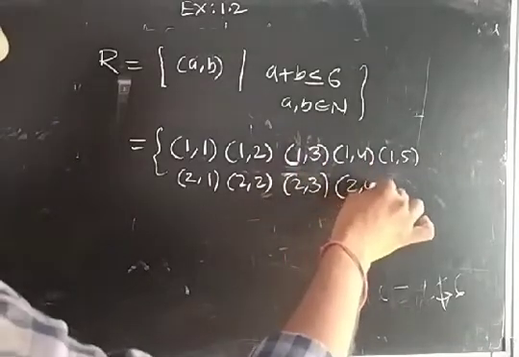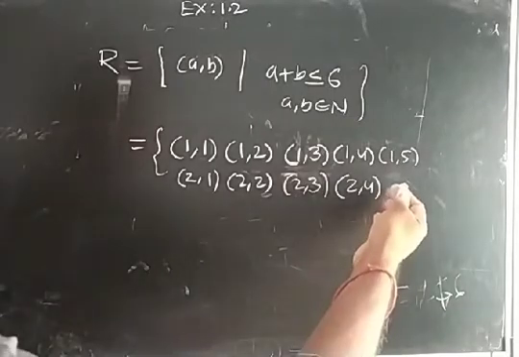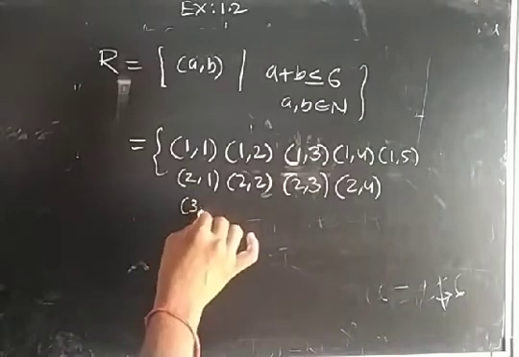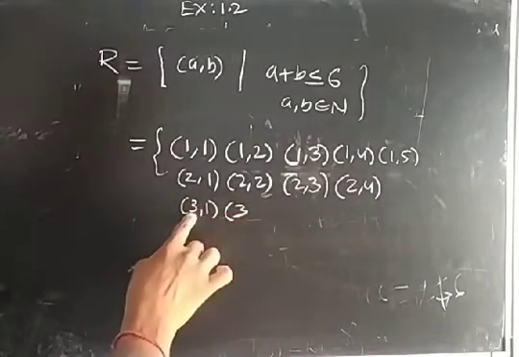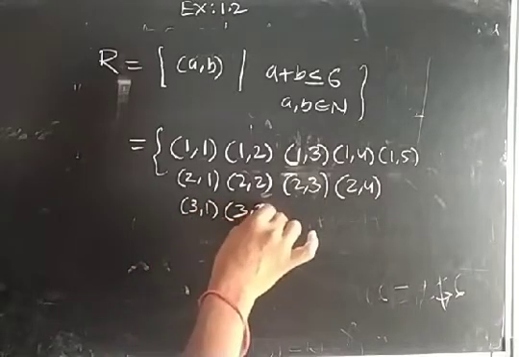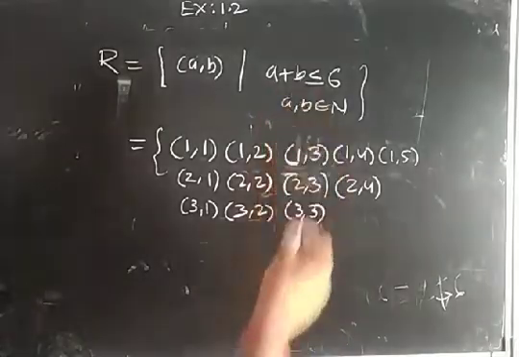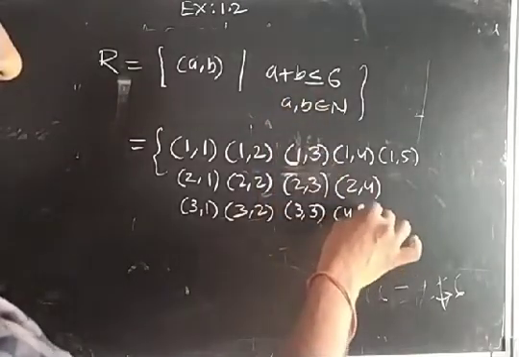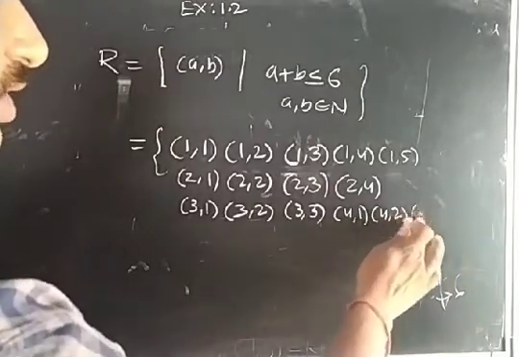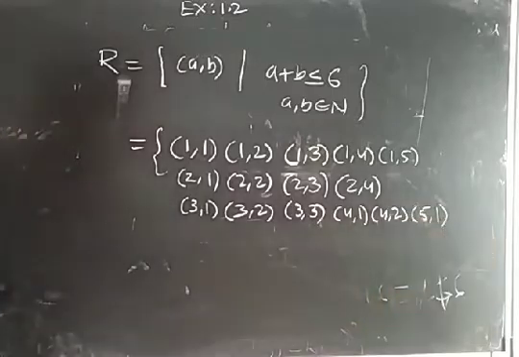Okay, 2 comma 4, less than or equal to 6. 2 comma 5 you should not take. Why? Because if you take 2 comma 5, it will not satisfy the condition. Next 3 comma 1, by taking the x coordinate 3 as fixed value. Okay, 3 1, 3 2, 3 3, that's all. If you take 3 comma 4, it will not satisfy. Next 4 comma 1, 4 comma 2, 4 comma 3, not possible. Okay, next 5 comma 1, that's all.